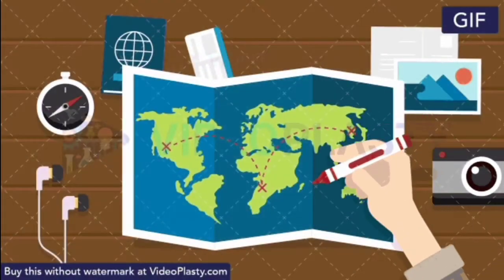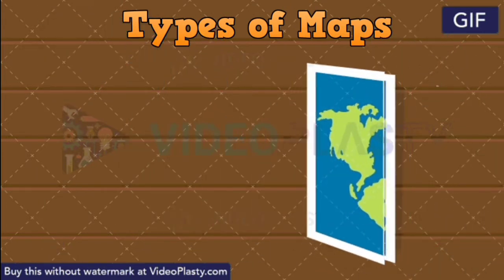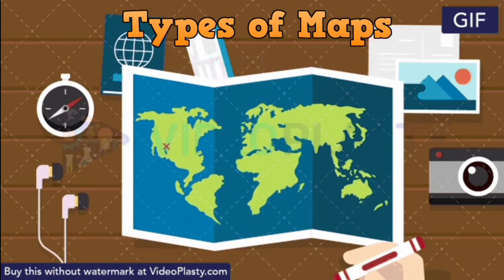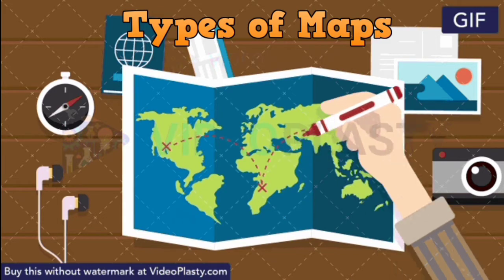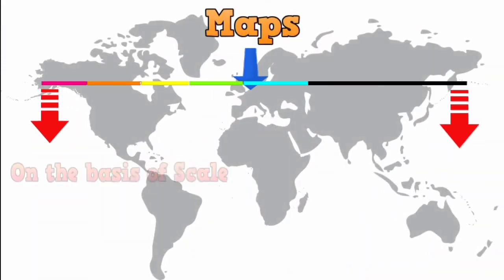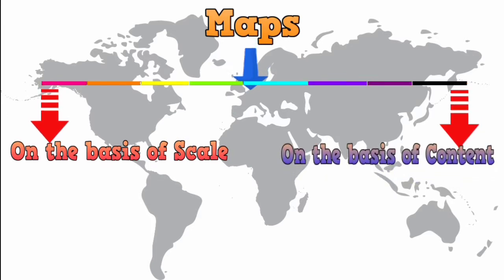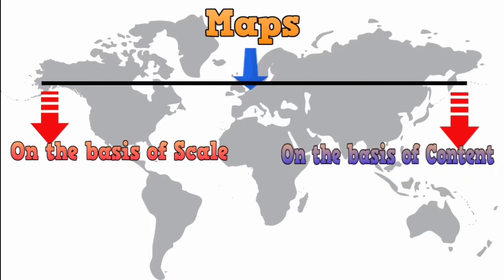Now let's see the different types of maps. Each map has its own unique design, content and construction. The maps are broadly classified on the basis of scale and on the basis of content.